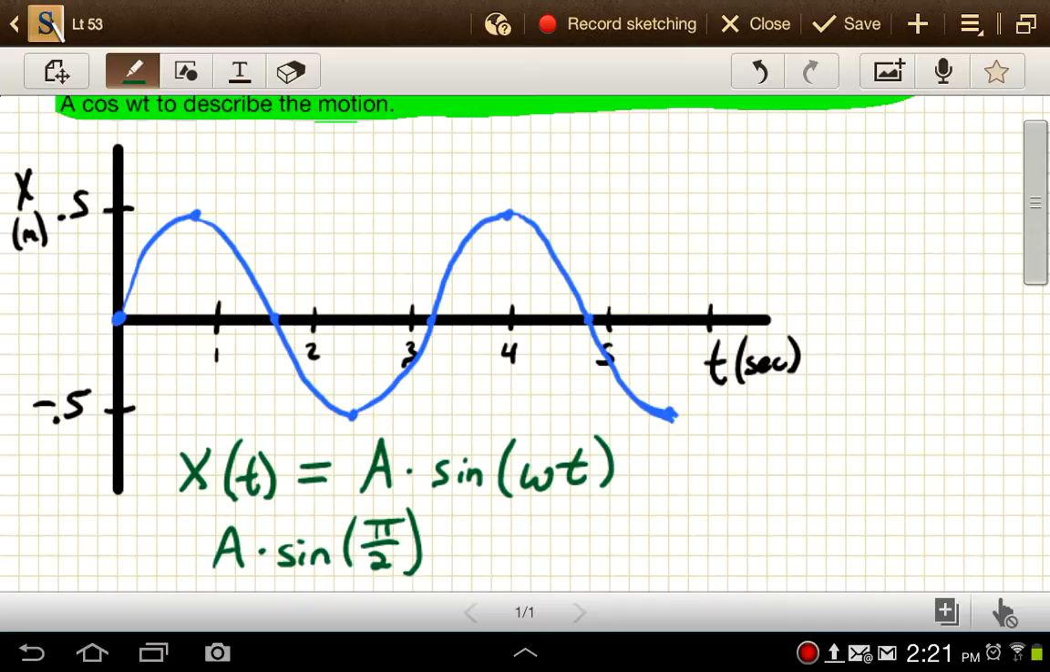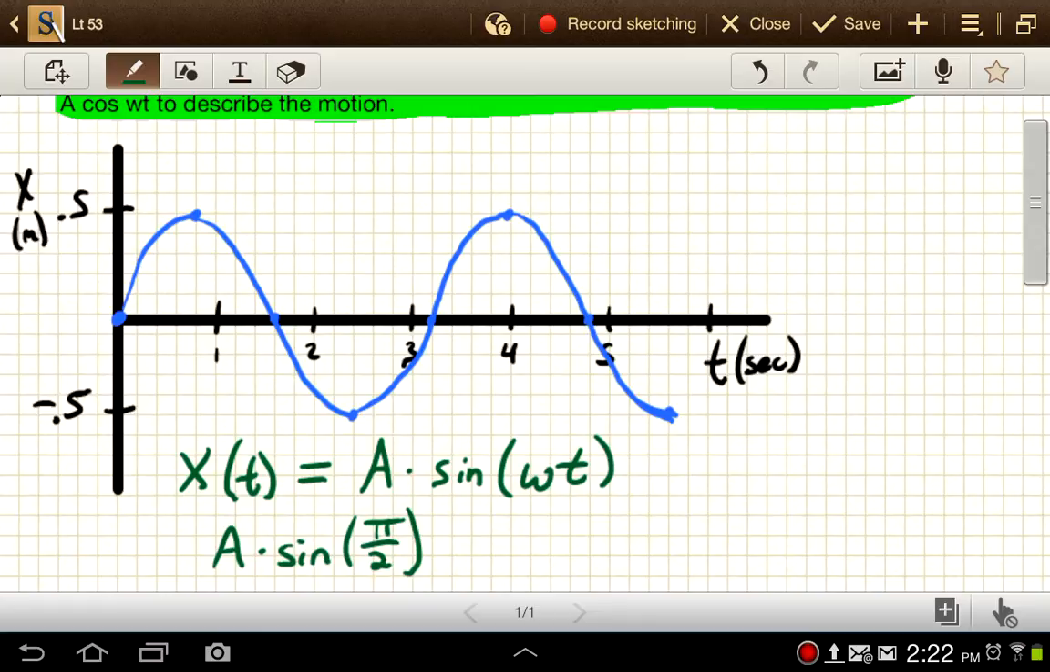Just as a heads up, we're going to be getting into things where the convention is to use radians. We've been using degrees a lot so far, but radians are the way things are usually written for this stuff. So get back into that mode in your calculator and in your head.